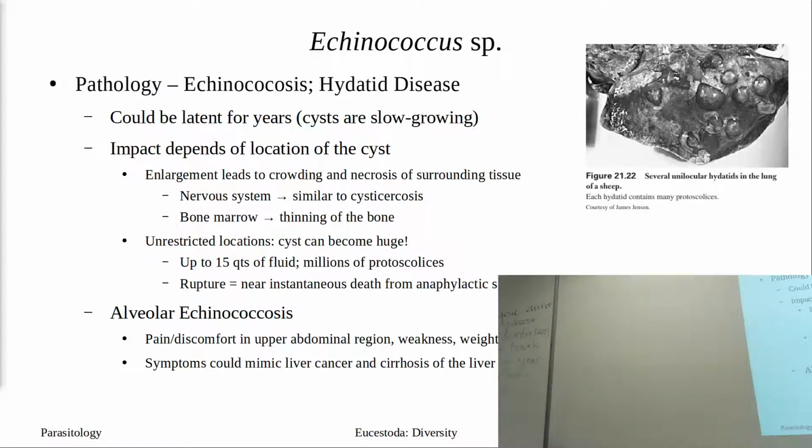If you happen to get it, usually the first symptoms tend to be pain or discomfort in the upper abdominal region. You develop some weakness, develop some weight loss. The primary site of these guys is the liver, and that's really where they're at, where they're spreading. And because of that, you can mimic liver cancer or cirrhosis of the liver.